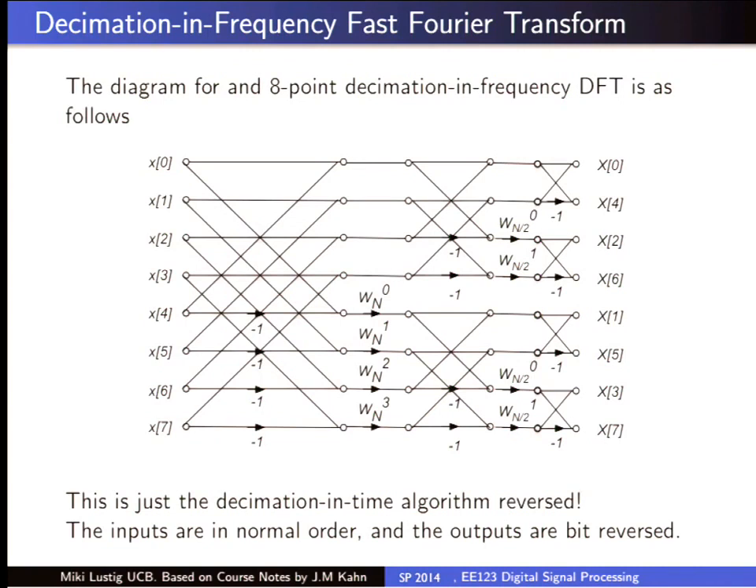Yeah, in practice, for decimation in time, what you do is just reorder your array, fire it up, and come out with something that's ordered. And often in place.